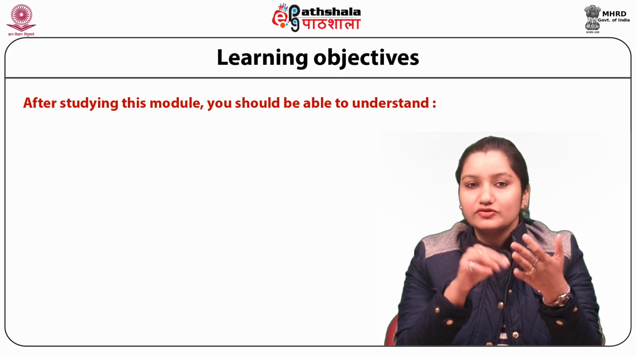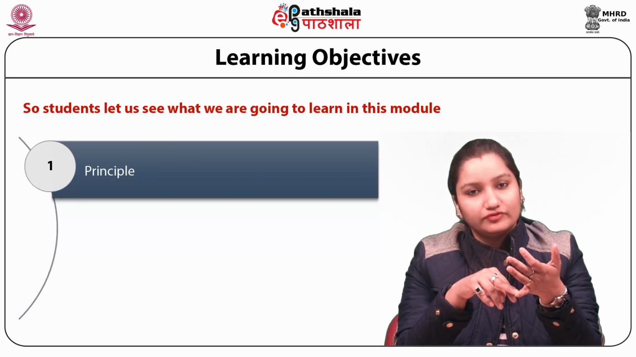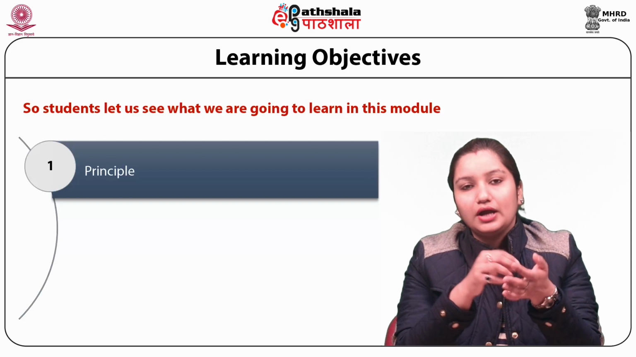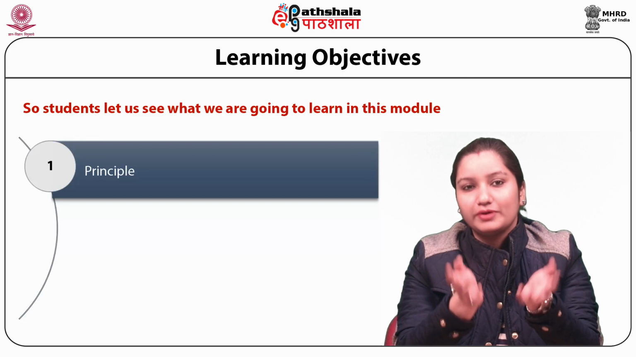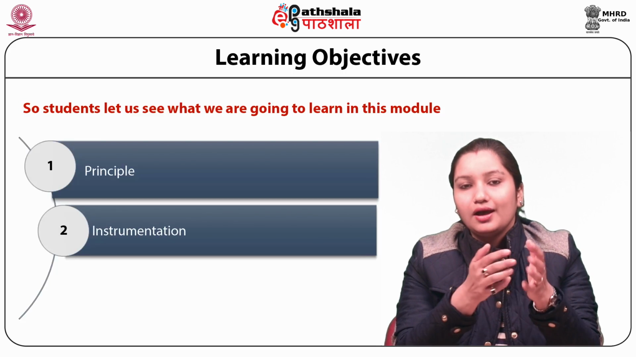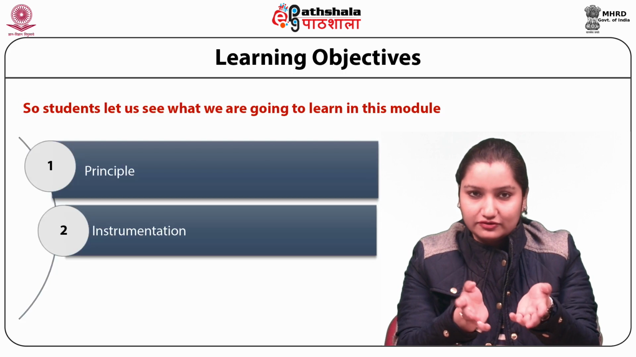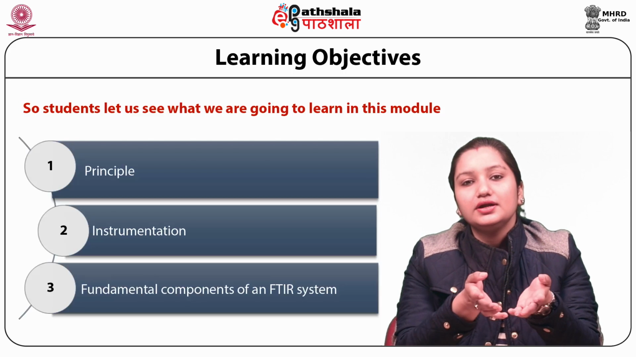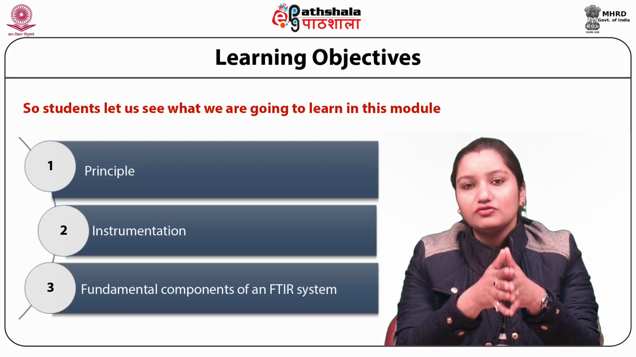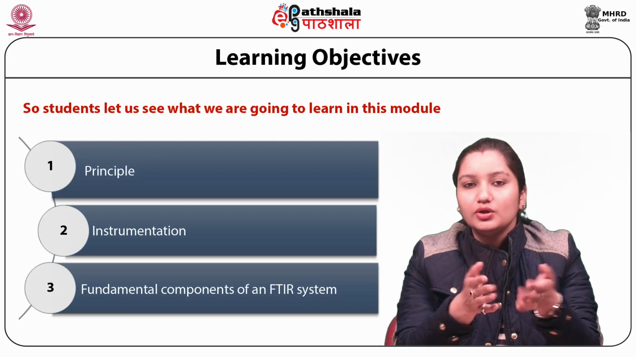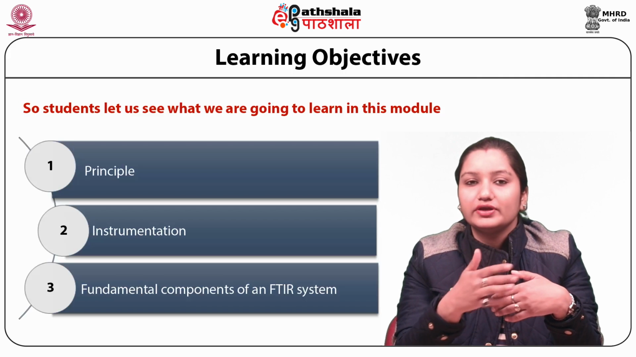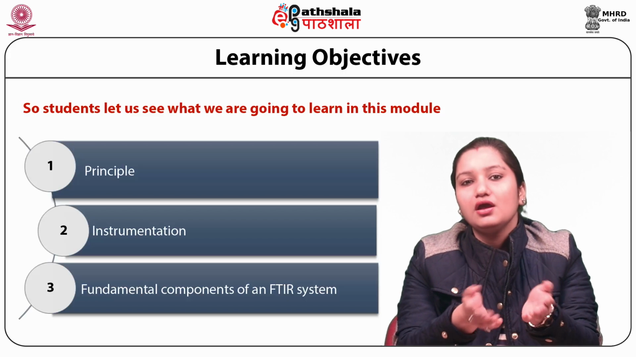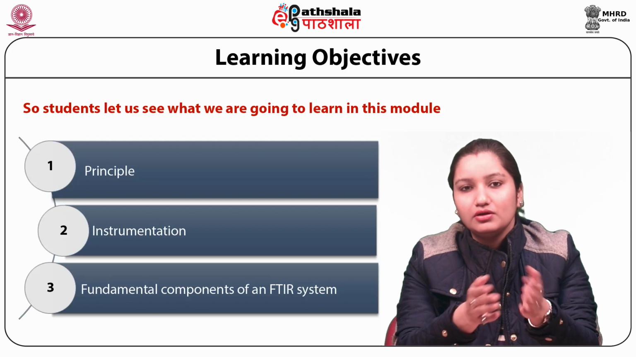We are going to learn first of all about the principle of the FTIR, the principle on which the instrument taking the Fourier transform under the infrared radiations is based on. Secondly, we'll study about the instrumentation of the FTIR system, that is what are the various components of the FTIR system. Then thirdly, we'll study the fundamental components of an FTIR system, and in the end, we'll take the various examples of the various molecules, that is which are polyatomic, for example CO2 and water, and see how the FTIR of these molecules appear on a graph.